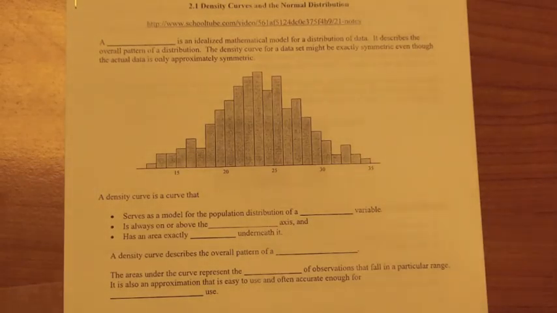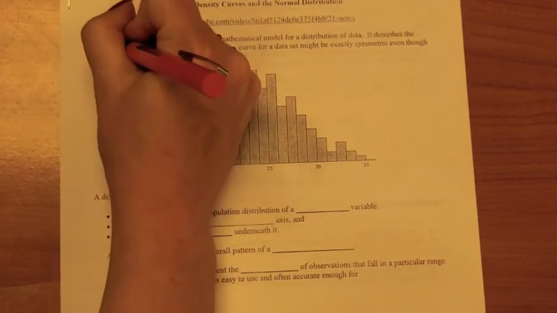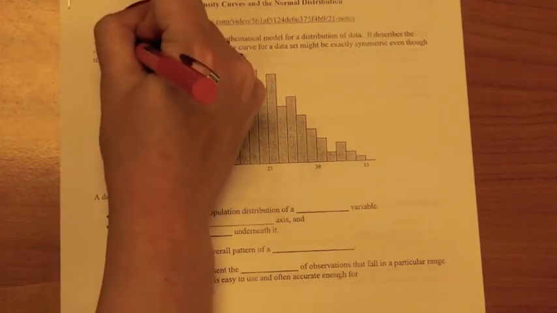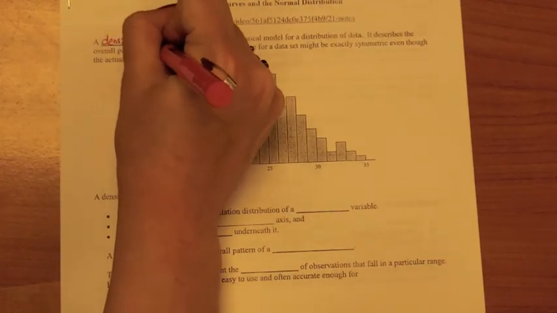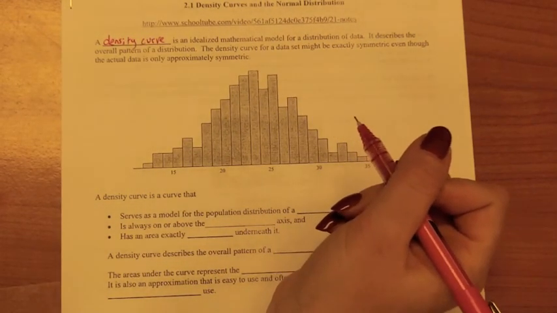We're going to begin talking about density curves, and most specifically we're going to be talking about the normal curve and the normal distribution. So let's begin with filling in the blanks on this. A density curve is an idealized mathematical model for a distribution of data.